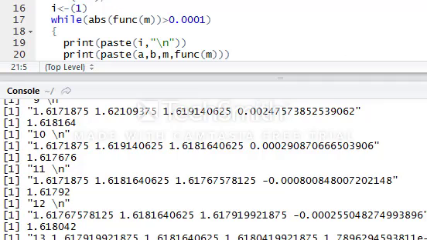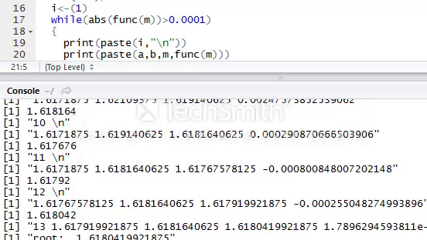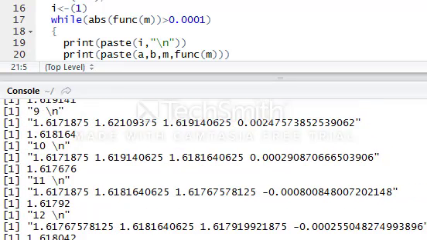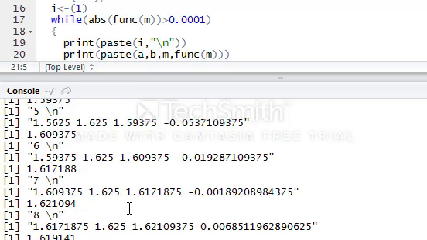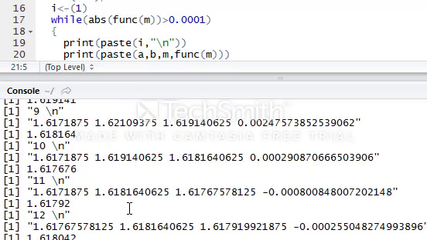Now have a look at the console. I enter a. I am entering the value of a, say 1. Enter b. I am entering the value, say 2. Here it prints all the values coming in every iteration.